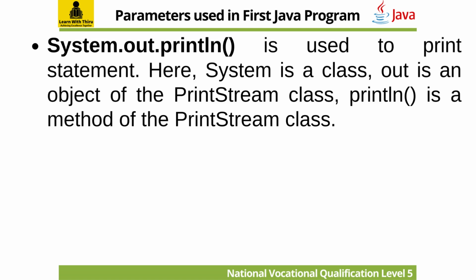Parameters used in first Java program. System.out.println is used to print statements. Here, System is a class, out is an object of the PrintStream class, and println is a method of the PrintStream class.